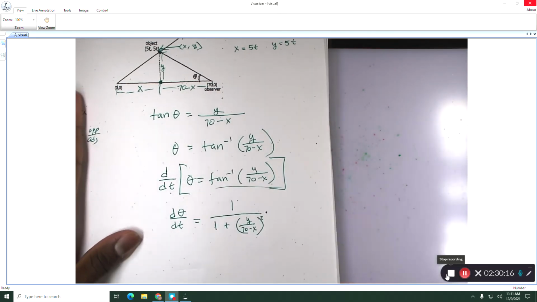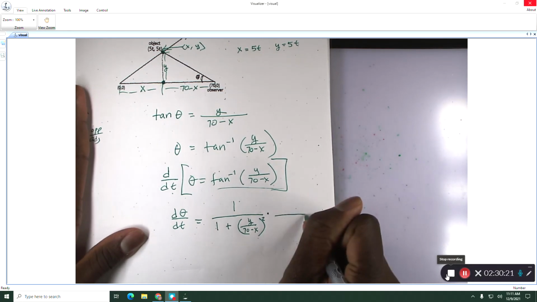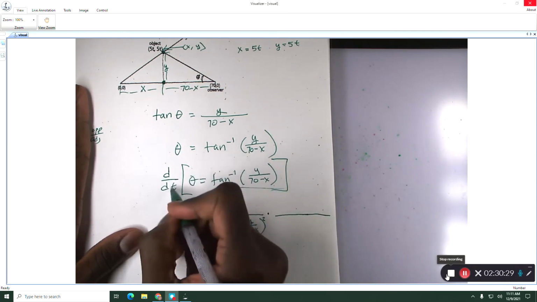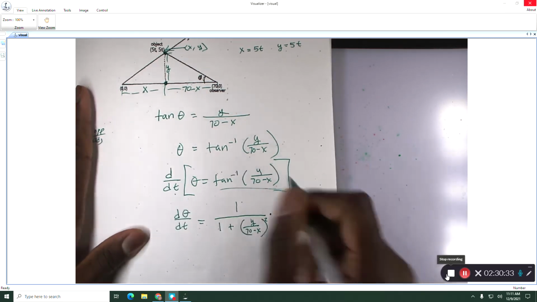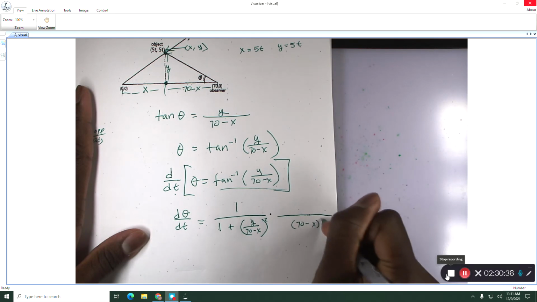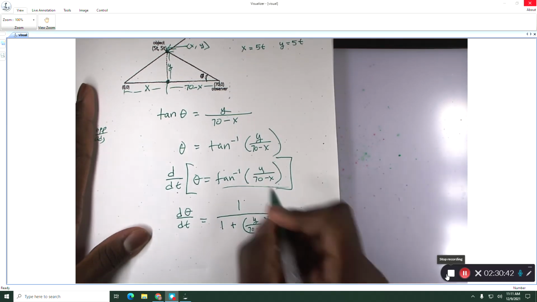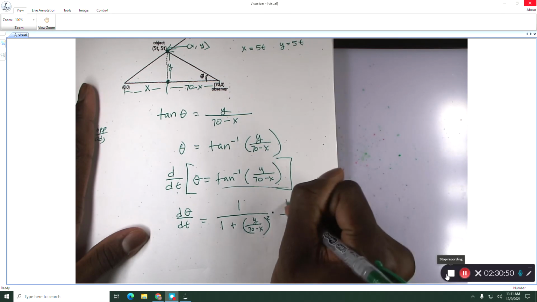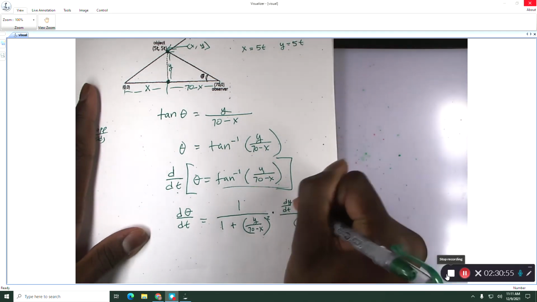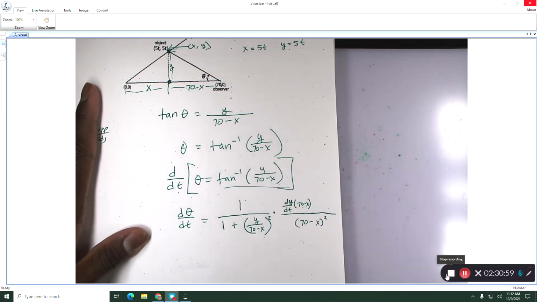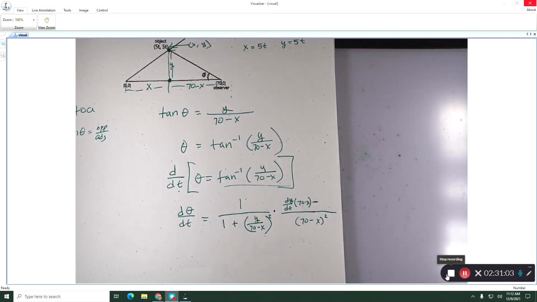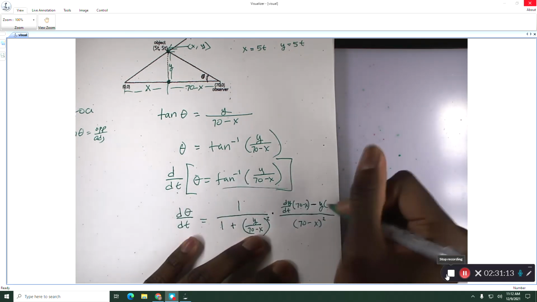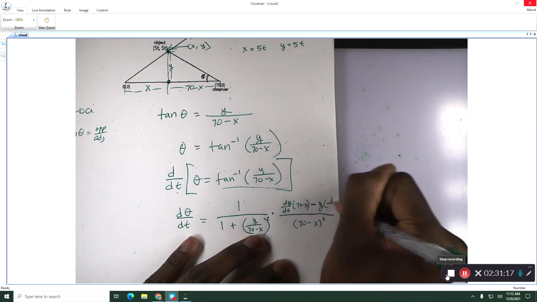times the derivative of these things on the inside. So I see some quotient rule about to happen, right? So if I'm taking the derivative of this function on the top and the bottom with respect to dt, I'm going to use the quotient rule. What happens is the bottom, 70 minus x squared. Okay. On the top, I'm going to take the derivative with respect to t of y. So dy dt, I'm going to leave, then I'm going to multiply that times 70 minus x. I'm going to leave that alone. Minus, now I'm going to leave y alone, and I'm going to multiply that times the derivative of 70 minus x with respect to t, which is going to give me negative dx dt.